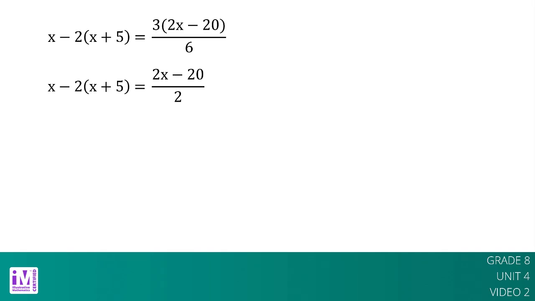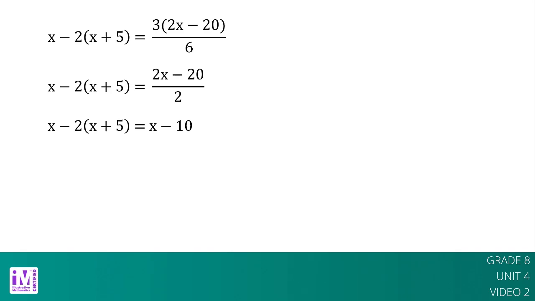Now it is easier to see that all the terms on the right side are divisible by 2, which means we can rewrite the right side again as x minus 2 times the quantity x plus 5 equals x minus 10.